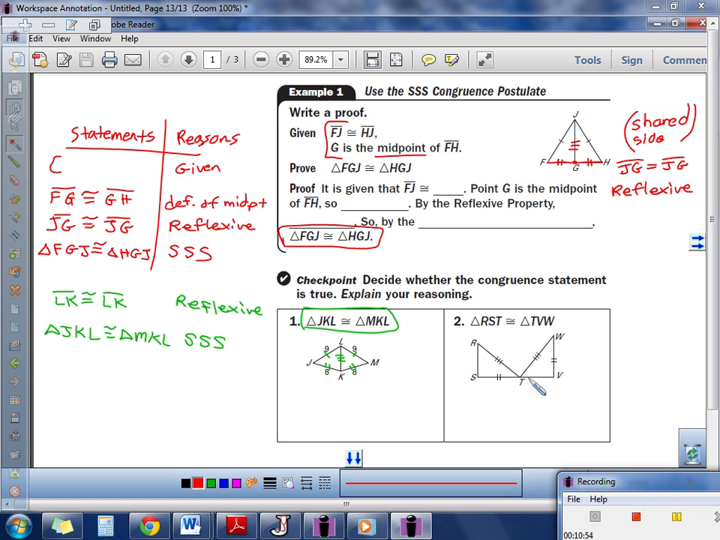We're stuck here. So it says, decide whether the congruent statement is true. It's not true. This is false. And then it says, explain. Why is this false? We don't have enough information. Not enough info.